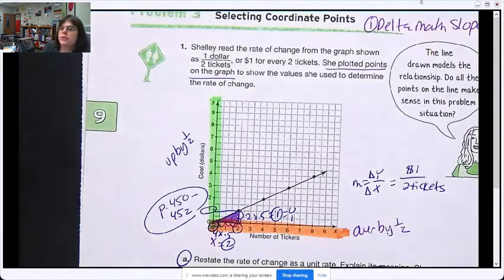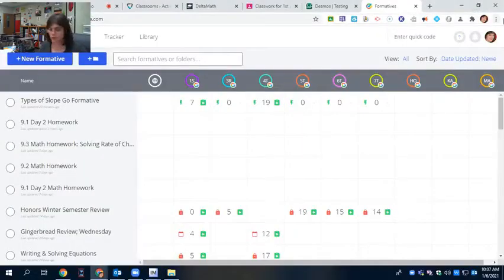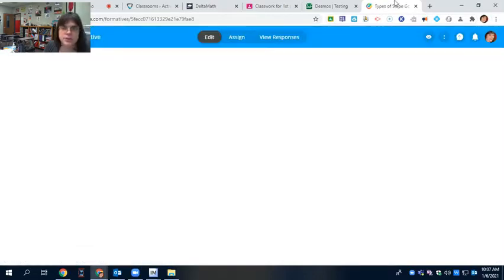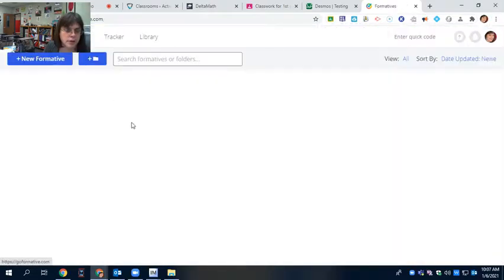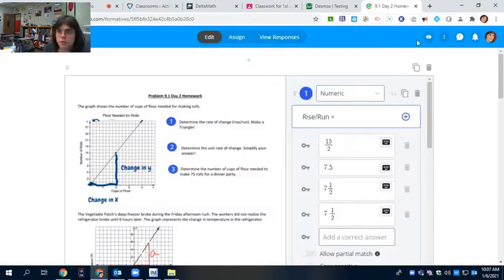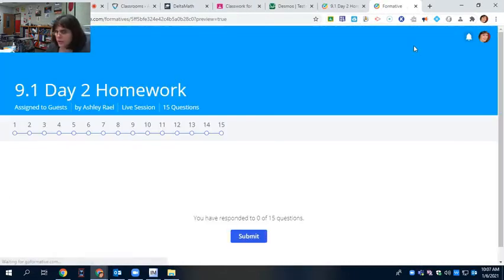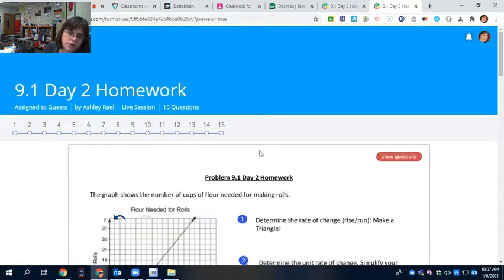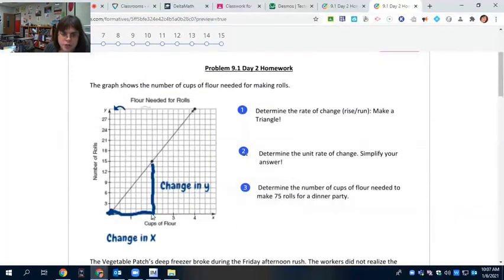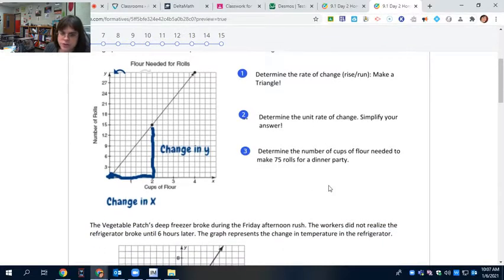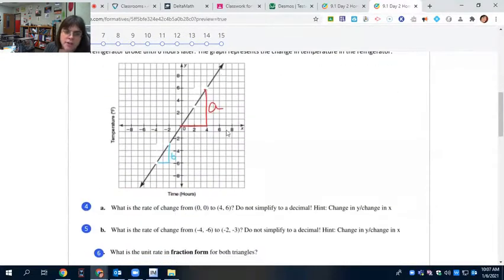And your homework tonight isn't a formative. So what you're going to do is, it's going to look like this, not types of slope. I'm sorry, let me go back. It's going to look like this, 9-1 day 2 homework, where we're going to ask you to find your rate of change that looks like this, where you have to pace through it and see. Okay, what's your rate of change for y over x? Don't simplify it. Simplify it for 2. Use it to scale up.